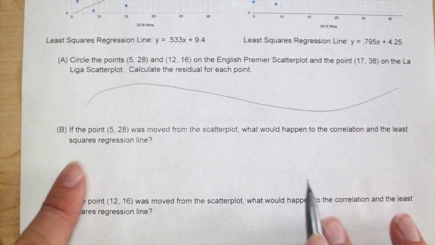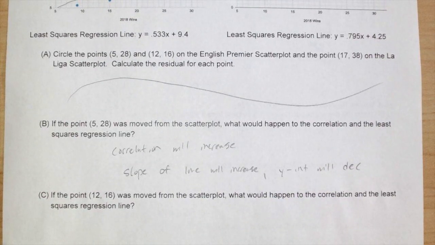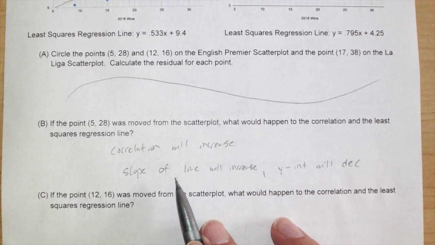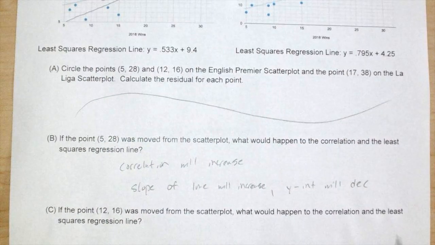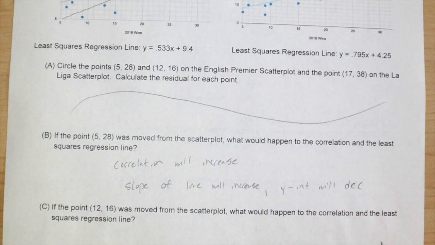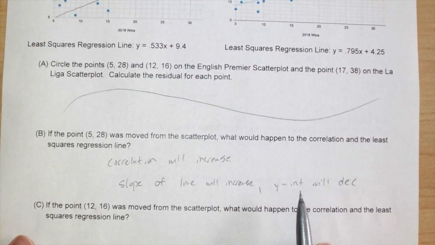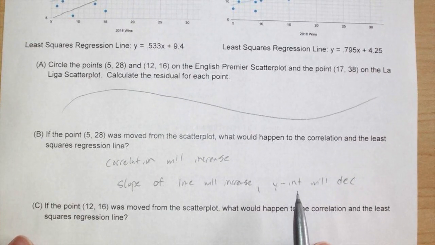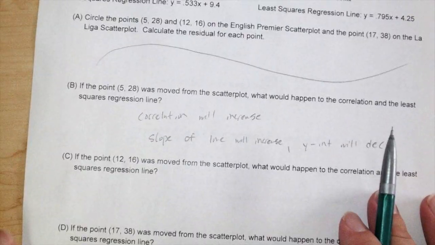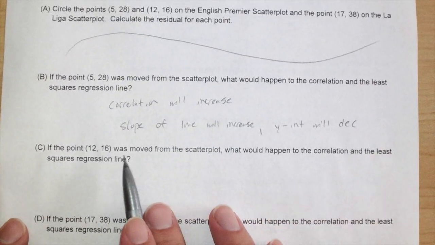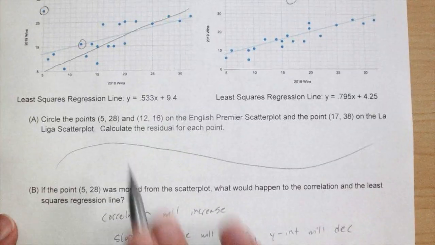So let me write this and then say it again. The correlation is going to increase, and then the slope of the line is going to increase, and the y-intercept in this case also decreases as we pivot. Okay, and let me just really make this clear, this is hard, and it's not going to be the end of the world if you don't get these things perfect.